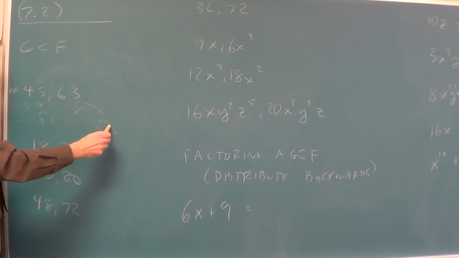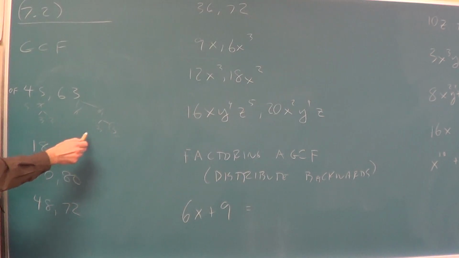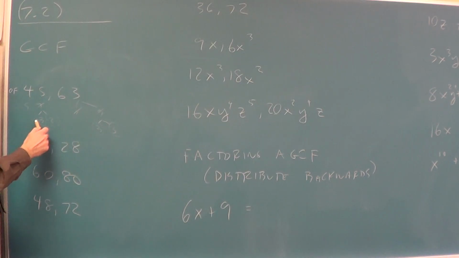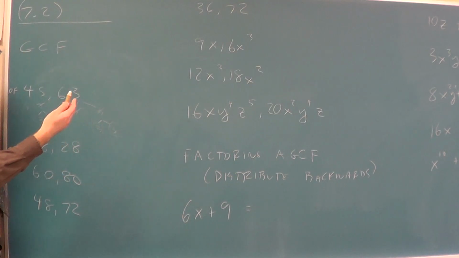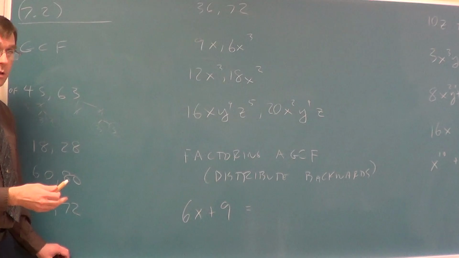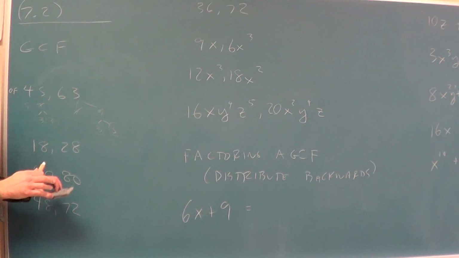This 3 is in common with this 3. That 3 is in common with that 3. And 3 times 3 makes 9. And we already decided the answer was going to be 9. That's another way you could do that. Question about that?